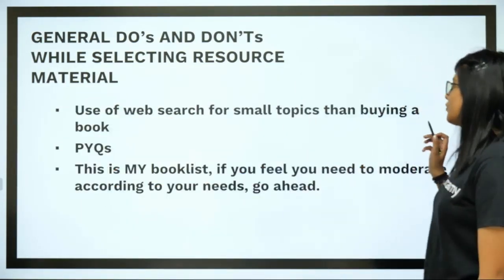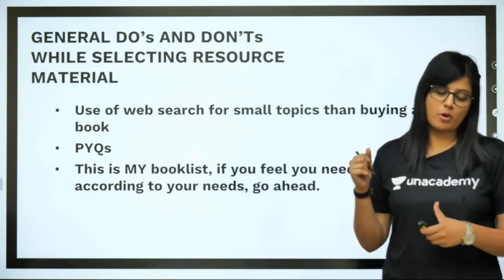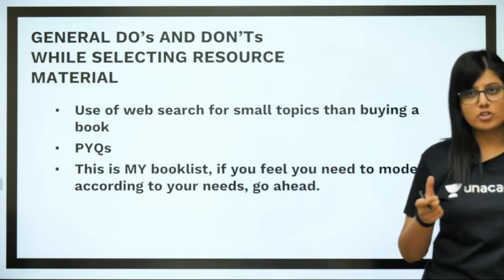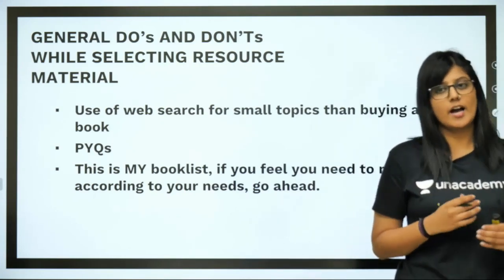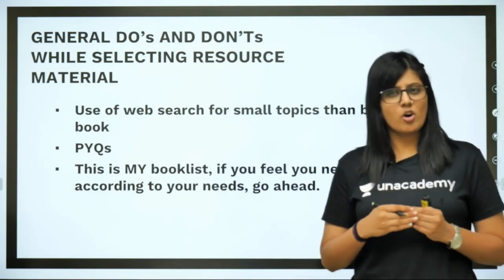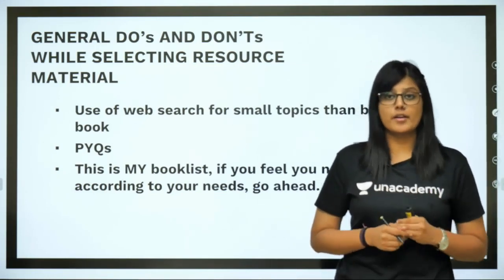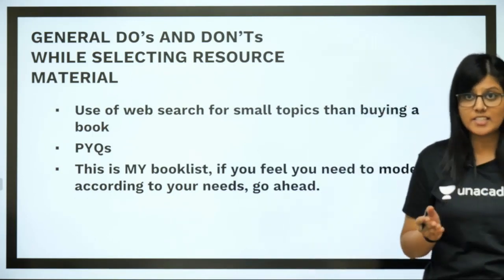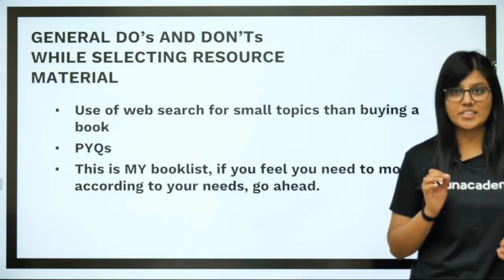Use web search for small topics rather than buying a book. I feel this is important because for chapters or topics like infrastructure in paper 3, where you need to study about roads and highways and rail network and air network, you cannot really rely on a book because no book deals with the detailed issues. Or for that matter, issues for disaster management or for science and technology. What you need to do is have an intensive web search.